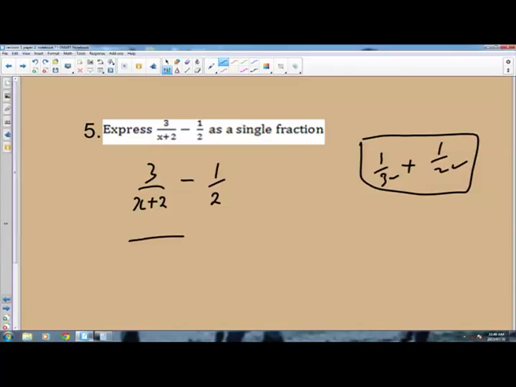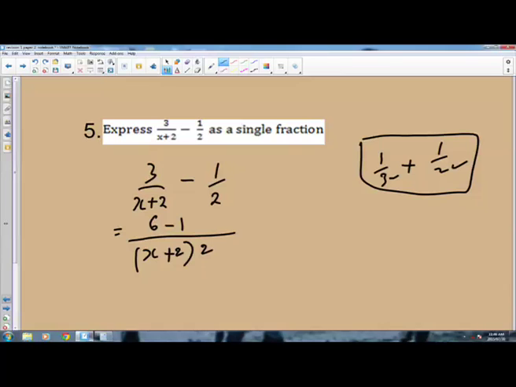So we will have x plus 2 times 2. We multiply the denominators. And then x plus 2 into x plus 2 times 2: the x plus 2 cancels x plus 2, so you remain with 2. And then you will say 2 times 3. 2 times 3 gives you 6. And then 2 into x plus 2 times 2: the 2 cancels the 2. So this simply means you now have minus 1. Remember, the sign that we have is a minus.